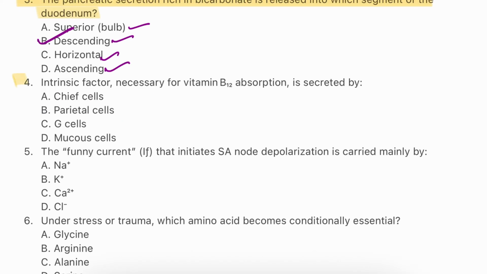Question number 4. Intrinsic factor necessary for B12 absorption is secreted by chief cells, parietal cells, G cells, mucosal cells. The answer will be B. Parietal cells. Parietal cells in the stomach secrete intrinsic factor, essential for vitamin B12 absorption.